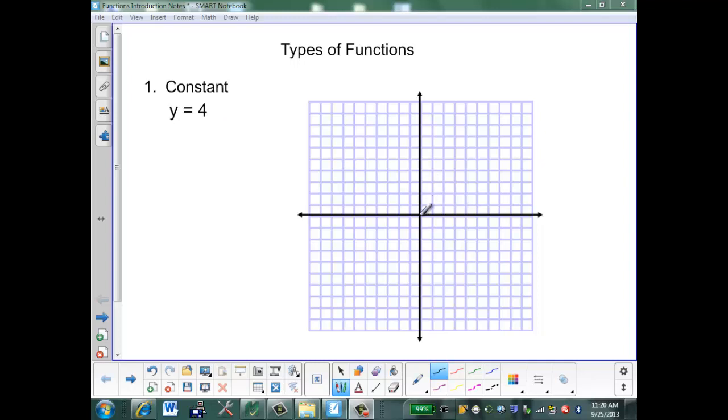So y equals 4. So we're going to look on the y-axis. We've got the y-axis and the x-axis. And on the y-axis, we're going to go up to 4. So y equals 4. And in a constant function, everything is equal to y equals 4, so we're going to draw a horizontal line along that constant function. Because we know in a constant function, it is going to be a horizontal line.